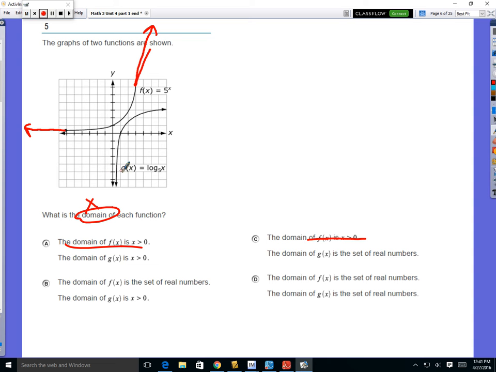G, as it goes to the right, it's going to go all the way to positive infinity, but as it goes to the left, it's approaching 0. It's approaching this right here, but it's never going to touch it. So the domain of G is anything greater than 0. That's what we're going for.